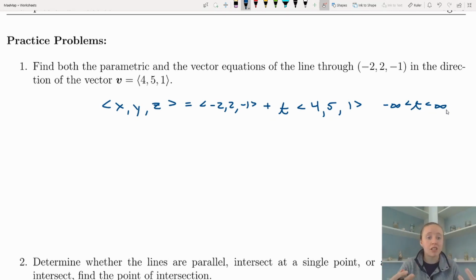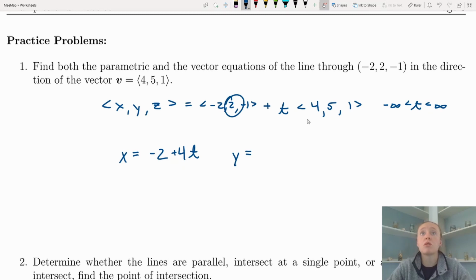There we go. There's my vector equation, and I can use that to help me get my parametric equation, because x is going to be equal to -2 plus 4t. Then I have y is going to be equal to 2 plus 5t. And then I have z is going to be equal to -1 plus 1t, which is simply plus t. And again, that's for negative infinity is less than t, which is less than infinity.